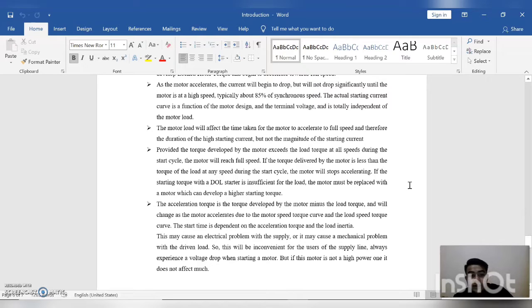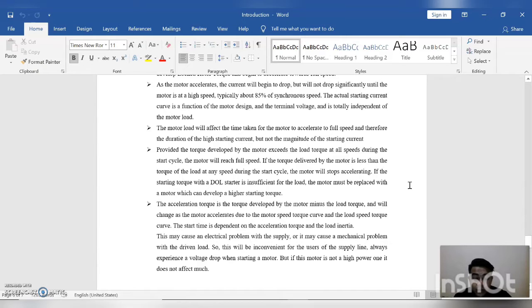The acceleration torque is the torque developed by the motor minus the load torque, and will change as the motor accelerates due to the motor speed torque curve and the load speed torque curve. The start time is dependent on the acceleration torque and the load inertia. This may cause an electrical problem with the supply or it may cause a mechanical problem with the driven load.